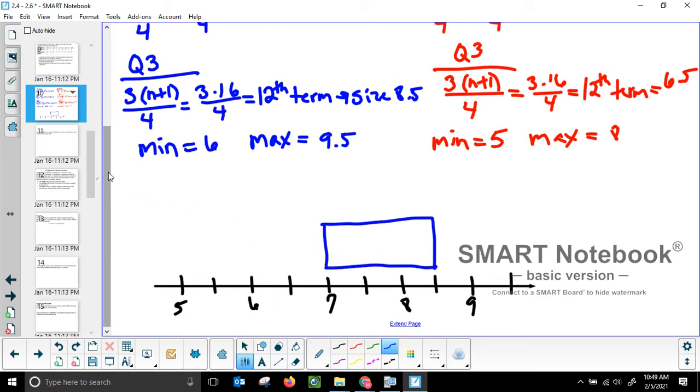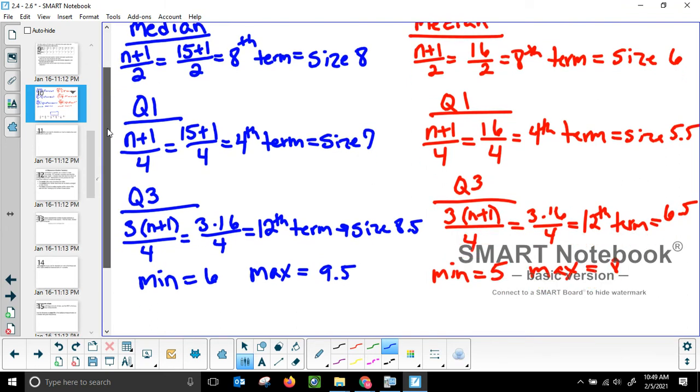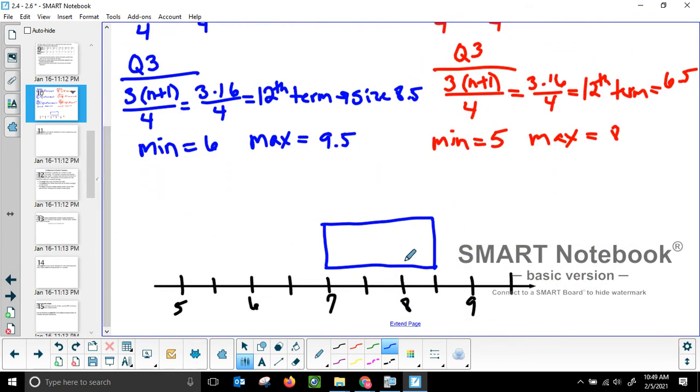All right, the median is going to be at 8. So I come here to 8. There's my median. My minimum is 6, so off here somewhere, there's my tail. And my maximum at 9.5 over here. There's my other tail. So there's a box and whisker plot for the boys.